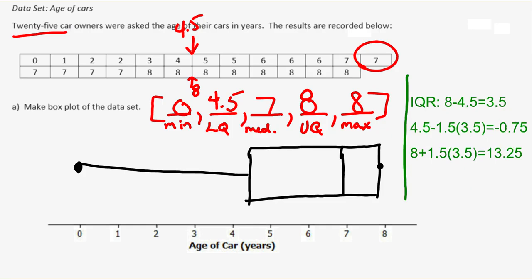Now I end up with a negative 0.75, and we know age can't be a negative, so that says we don't have any outliers on the low end, so this is fine here. And then our outlier boundary to the right would be 13.25 years. I don't have any data points to the right of that, so I don't have any outliers to the right. So this is our data set, no outliers involved.